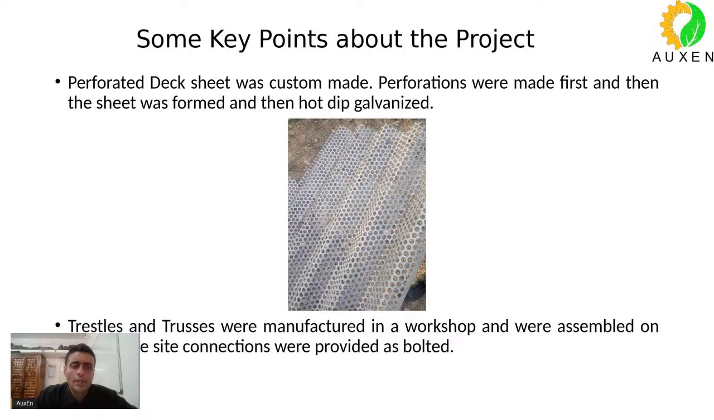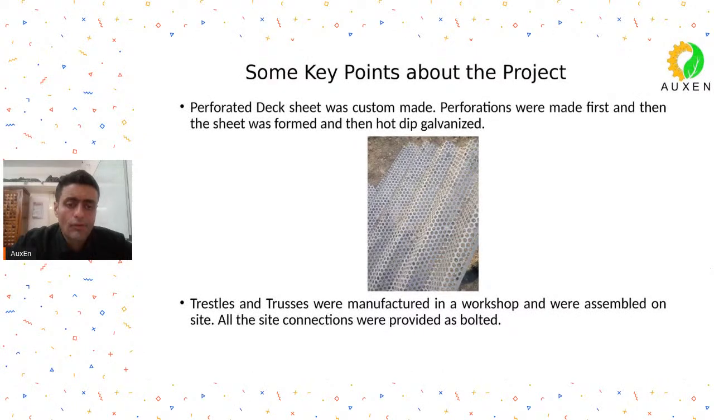You do not get perforated deck sheets as such because everyone manufactures solid deck sheets. It was custom made. First, the perforations were made in the plain sheet, and then that plain sheet was formed into the profile, and it was then hot dip galvanized also. Everything had to be manufactured in the workshop because there was no permission to do any welding on site. So all the connections were to be provided as bolted. That is the usual situation, I would say, at least in industrial units.